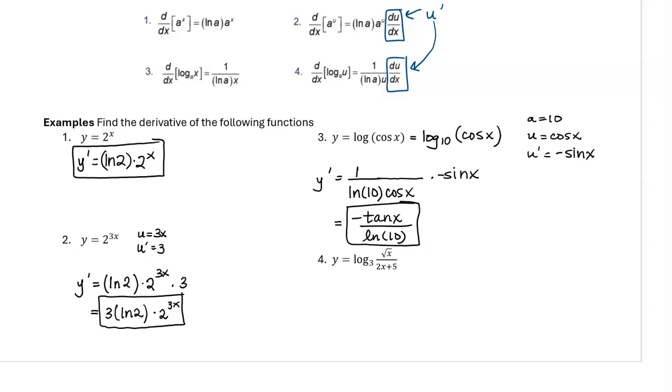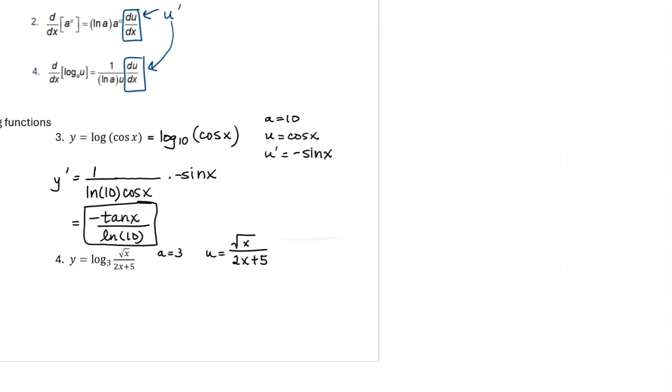Now, moving on to example 4, we're again going to be using this version of the rule because it's not just x that we have on the inside of our logarithm. We can see that our base a is 3, and in this case, our u is the quotient of the square root of x divided by 2x plus 5. And in order to find u prime, we're going to need to use the quotient rule.